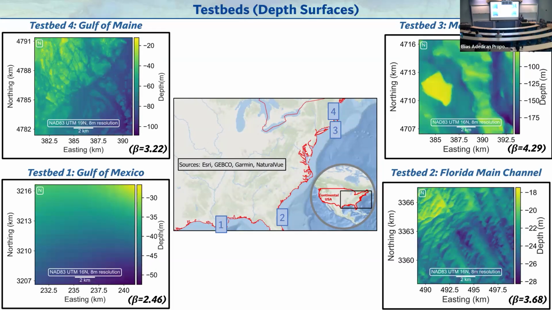Because I showed you so many surfaces, let's just let the testbeds sink in in terms of the depth surfaces alone, and maybe appreciate the different seafloor morphologies that we've considered. So this is why I'm putting this slide there. Testbed 1, testbed 2, 3, and 4 with different seafloor morphology and depth ranges.